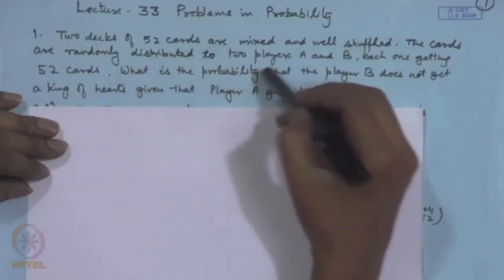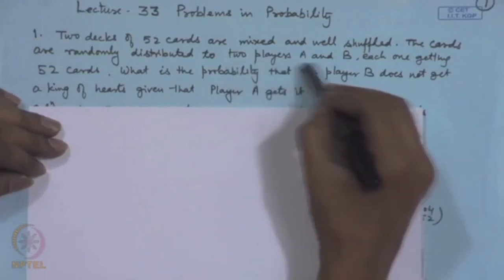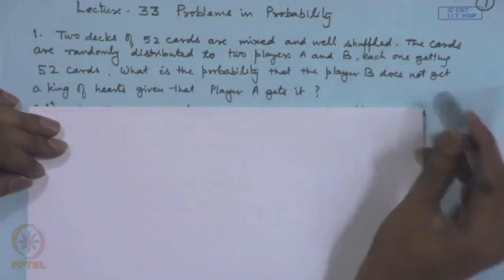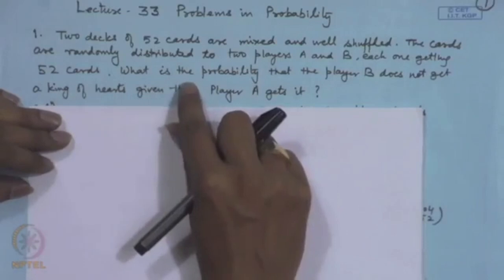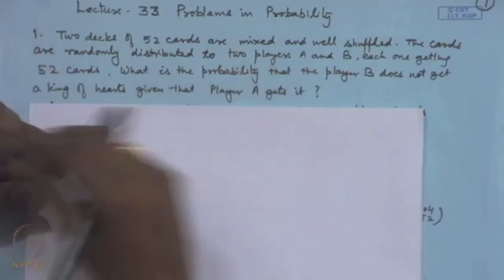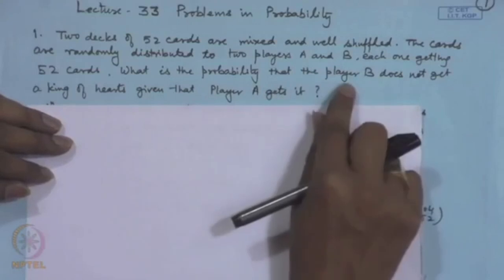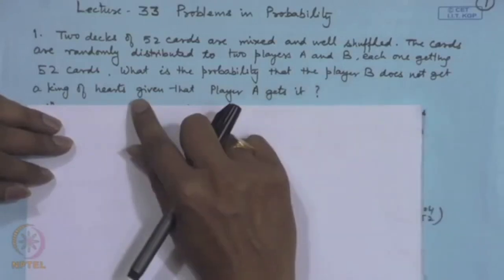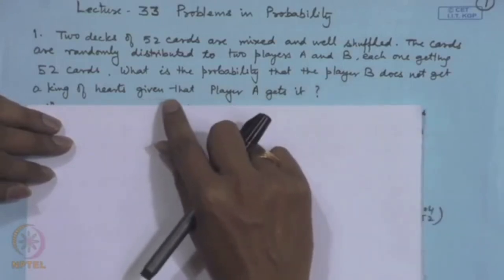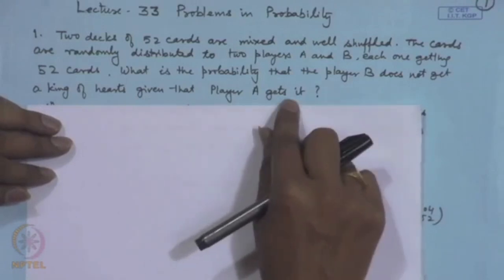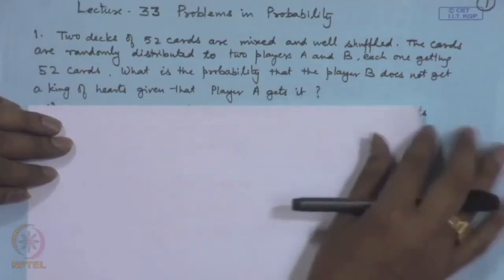The cards are randomly distributed to two players, A and B, each one getting 52 cards. So, all the cards are distributed. Randomly, the first card from the pack is given to one player, the second card is given to one player, and so on, randomly distributed. Both the players get 52 cards. What is the probability that player B does not get a king of hearts, given that player A gets it? Let us analyze the event now.